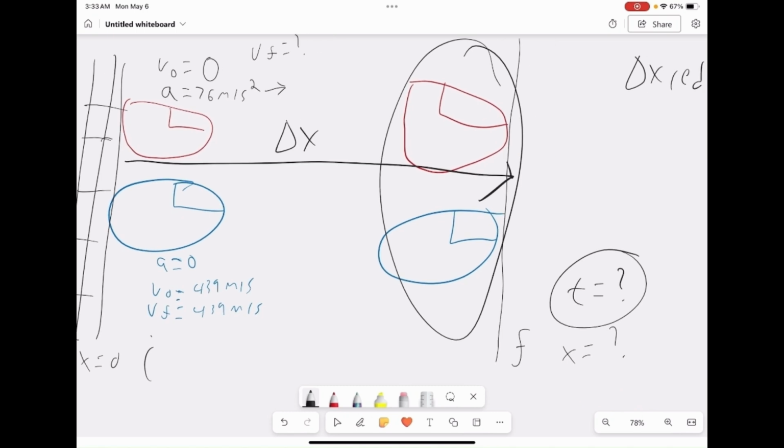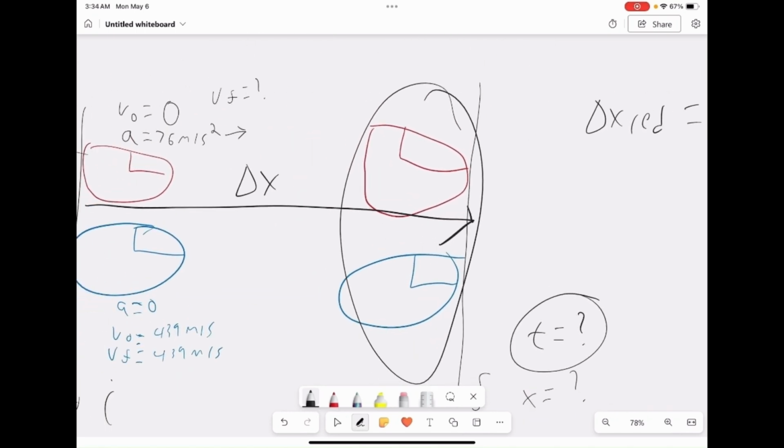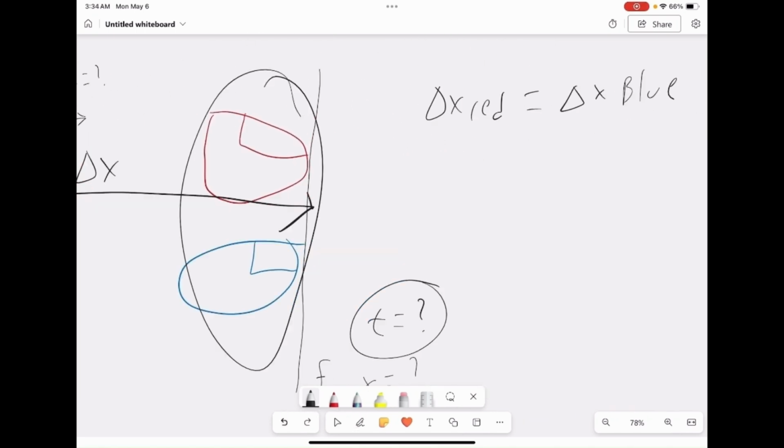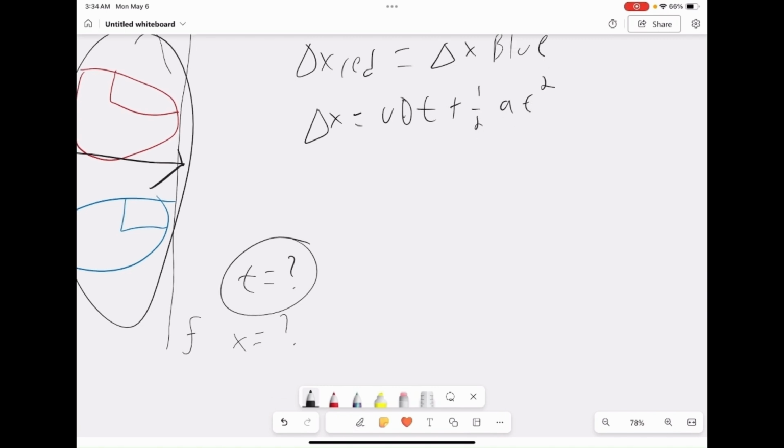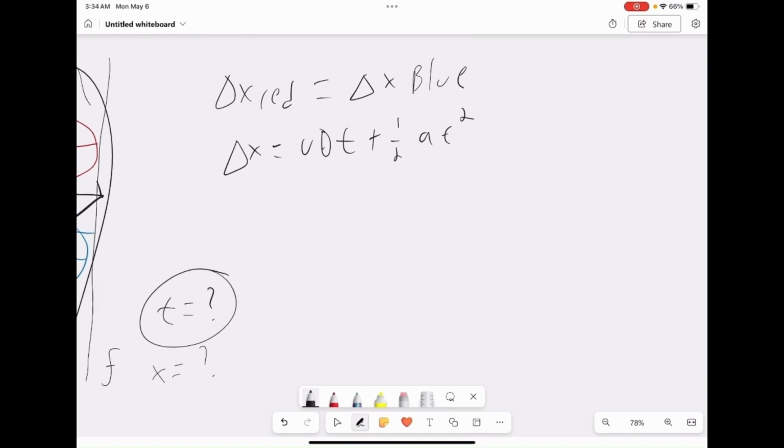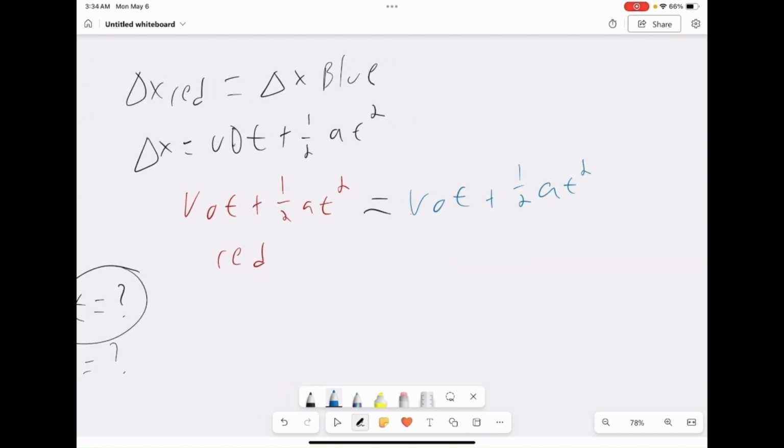So here's what we're going to do. We're going to use the fourth kinematic equation because I'm missing a VF for red. So we could say delta x equals V naught t plus 1/2 a t squared. So for the red car, we could say V naught t plus 1/2 a t squared for the red car equals V naught t plus 1/2 a t squared for the blue car.